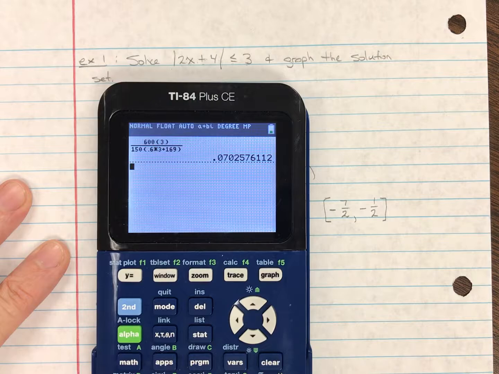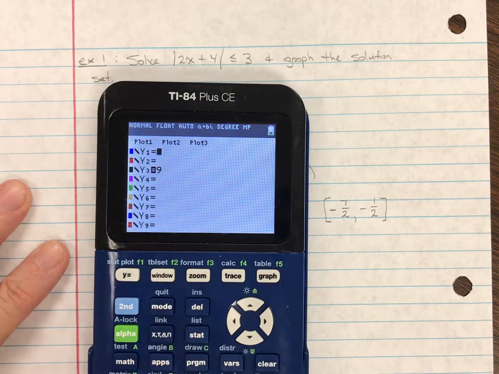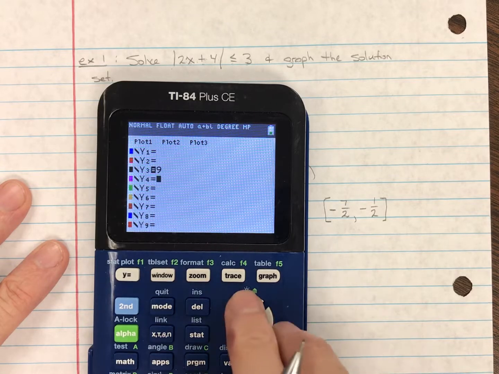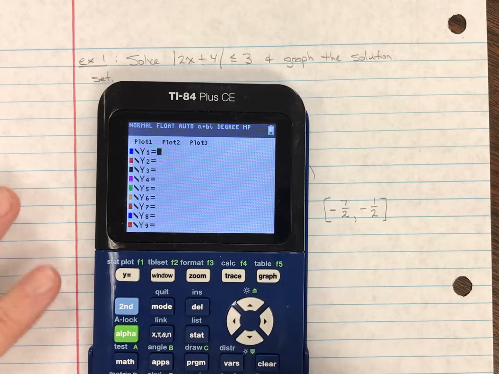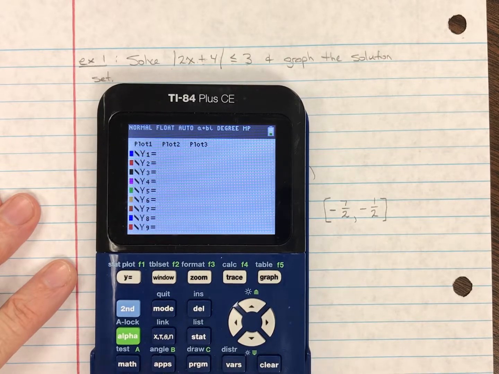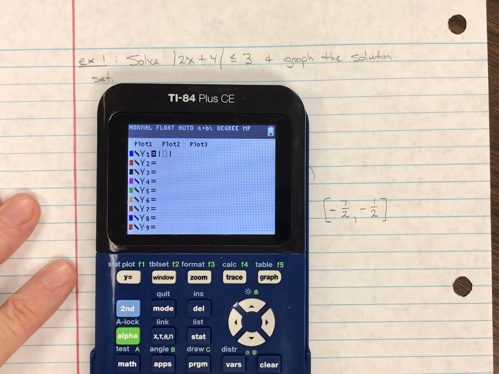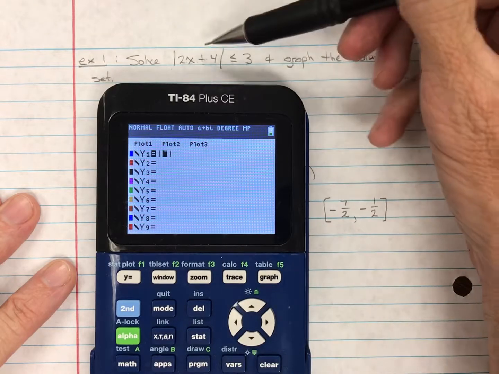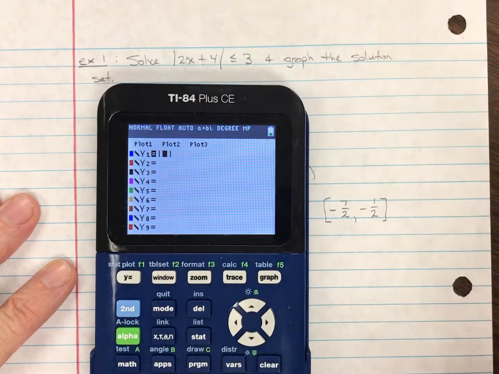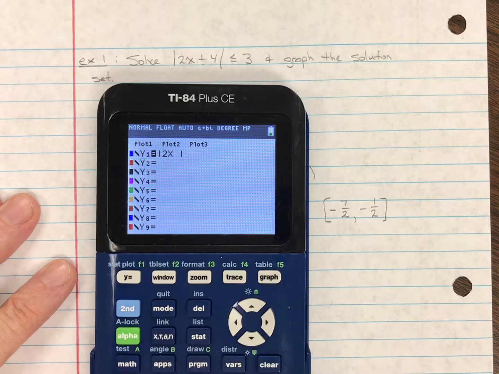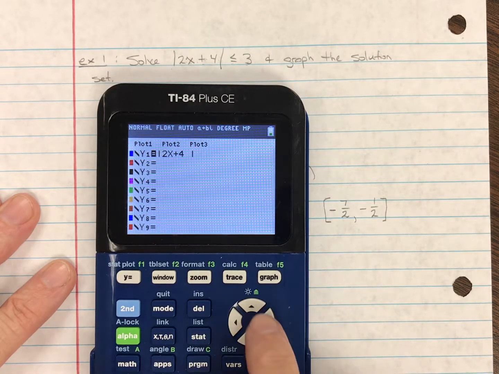Okay, turn it on. Let's go to graphing. Oops, I got something in my y3. Let's clear out my equations. Absolute value on the TI-84 is a math function under number. So math, number, it's the first one. So I'll press enter for absolute value. I want y1 to be the absolute value of 2x plus 4. There's my y1.